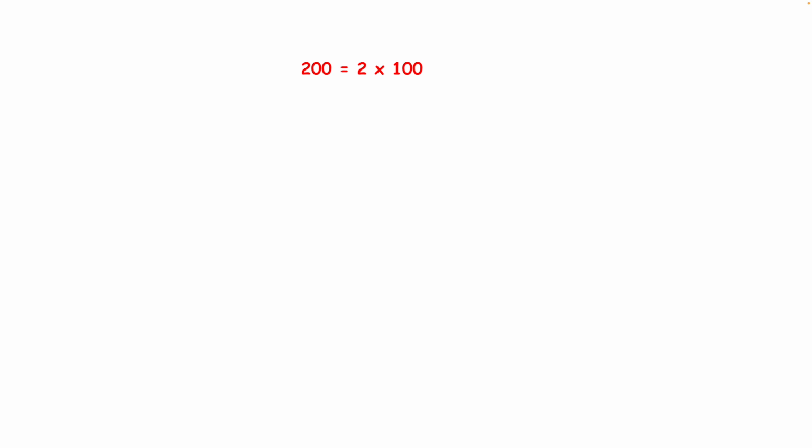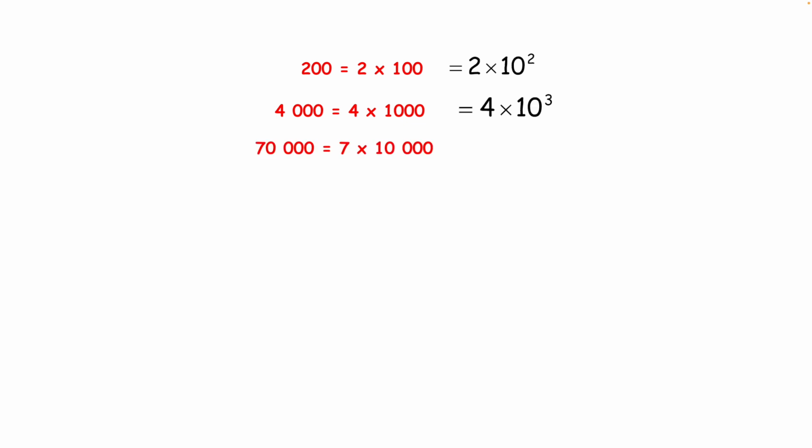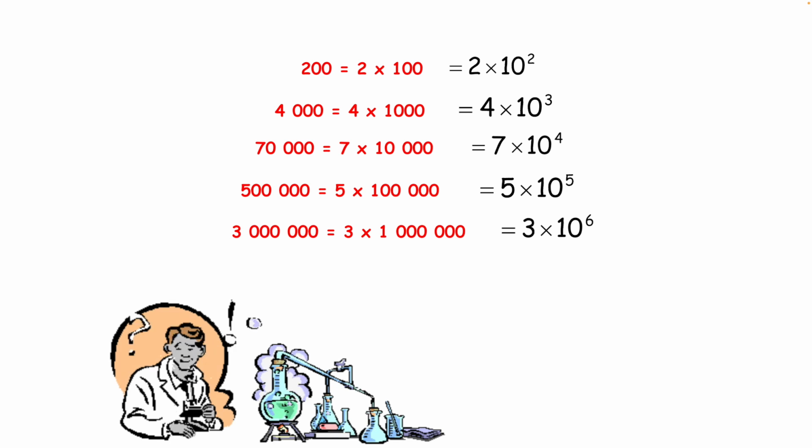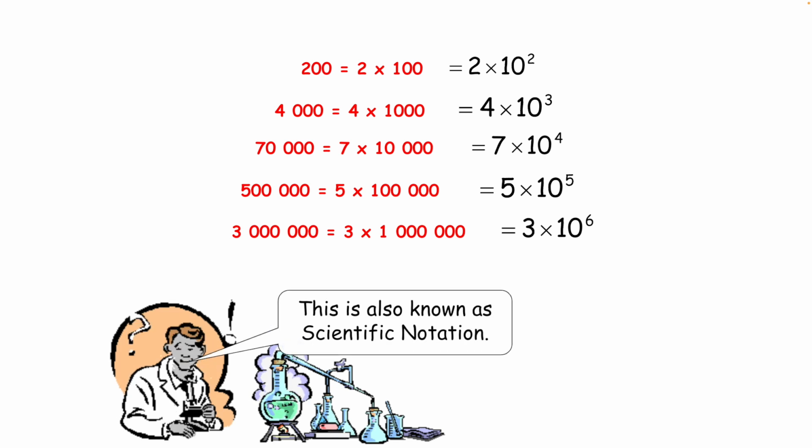We can apply this to numbers other than 100, 1,000, 10,000, and so on. So 200 we can write as just 2 times 100, or 2 times 10 to the power of 2. 4,000 we can write as 4 times 1,000, or 4 times 10 to the power of 3, and so on. And this is known as scientific notation, taking a number and writing it as a power of 10.